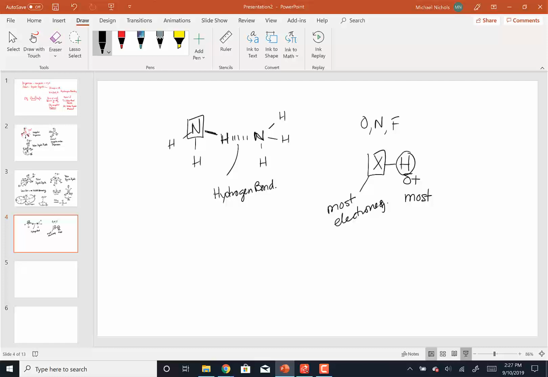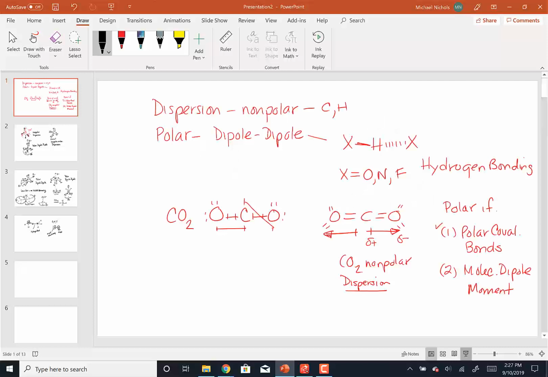Okay, so that's kind of an abbreviated look at how we determine whether something is polar, non-polar, whether it can hydrogen bond. But we have to take a Lewis dot structure and we have to convert that then to a VSEPR geometry. And in the VSEPR geometry, a polar molecule has to have polar covalent bonds, and it also has to have the molecular dipole moment not equal 0. So it needs to have a molecular dipole moment.